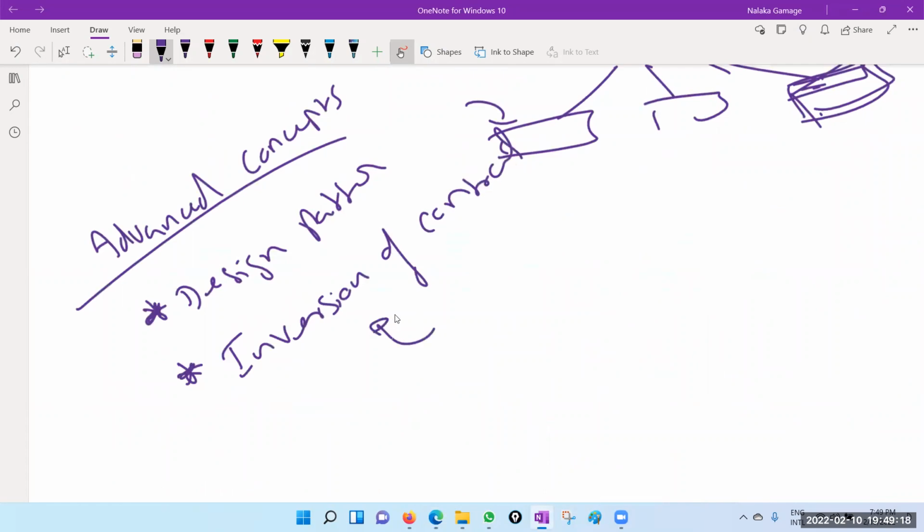There's another way of explaining this. We call it the Hollywood principle. Right? Hollywood principle. So the Hollywood principle is another name for inversion of control. Inversion means what? You make it upside down. We make the control upside down. Right? Make the control upside down.